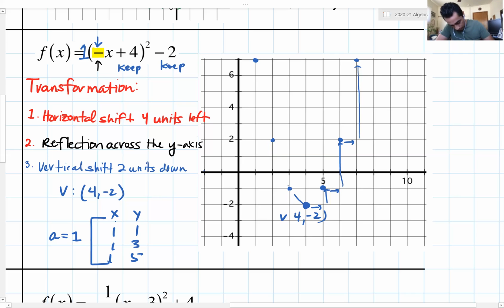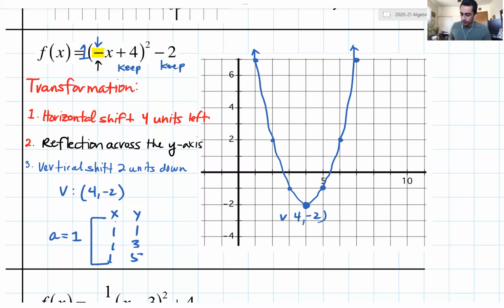Left side. Ooh, that's a little rough. Let me try to fix it. A little better, and then right side. All right, there we go. So there's my curve. Make my dot bigger. All right. Not too bad, right? Not too bad.